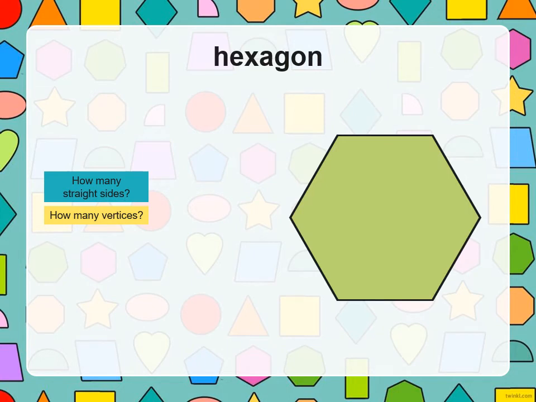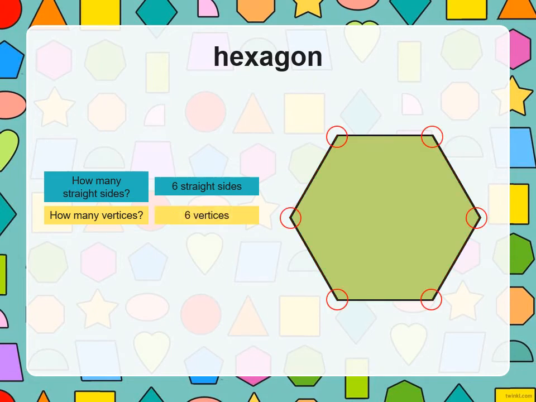Oh, this has got a little bit more. Wonder if you know this one. How many straight sides? So again, we can count. 1, 2, 3, 4, 5, 6. Okay, and our vertices, where our straight lines meet. Okay, let's take a look. 6 straight sides and 6 vertices.